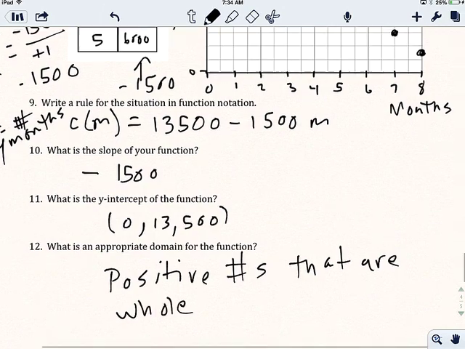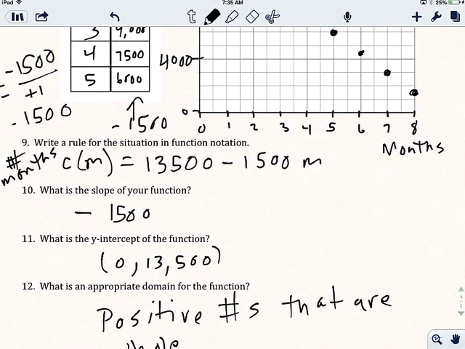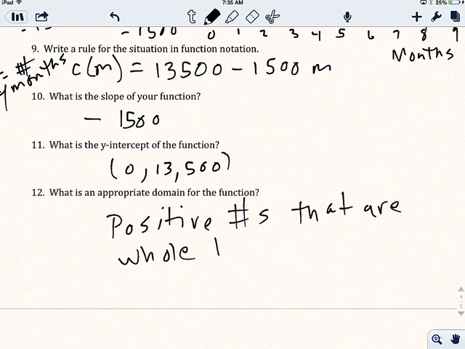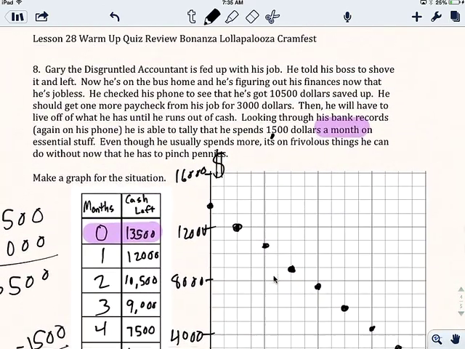And at some point he's going to run out of money, and I can point this out. After 1 more month, if he were to go to 9 here, he'd be out of money. So I think it should be between 0 and 9. And that's just thinking about what months are relevant for the function for this fella, the disgruntled accountant.